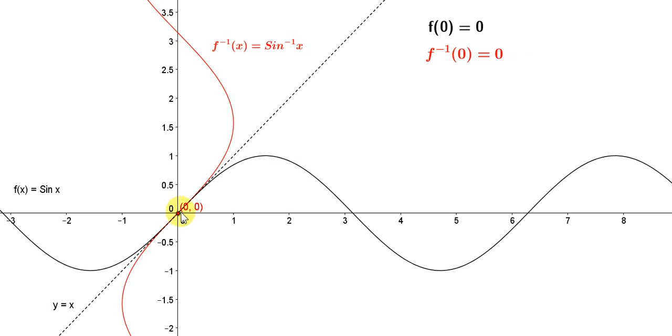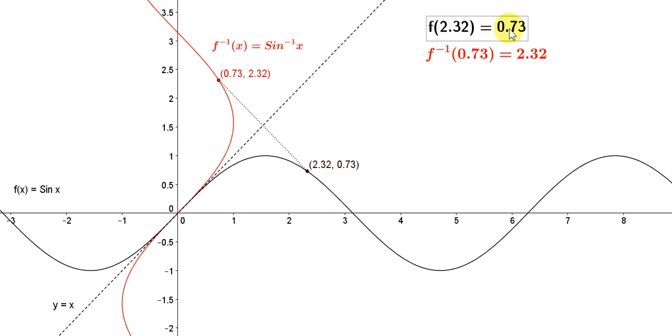The two functions are equal at x equals 0. So for this point here, f of 2.32 equals 0.73, but f inverse of 0.73 is 2.32. So this is how you get the graph of the inverse of any function, just reflected through this line.